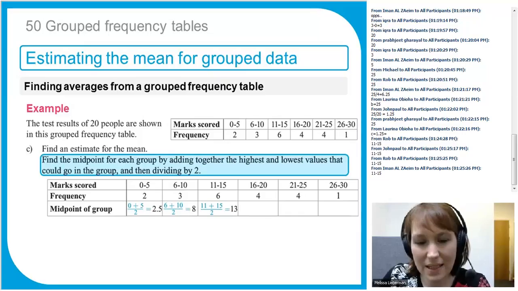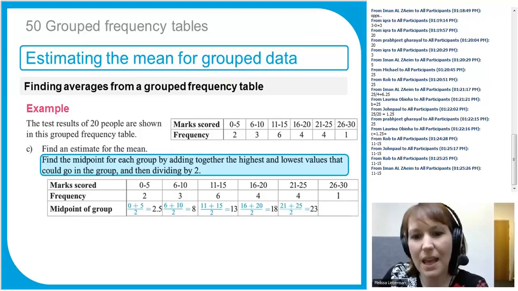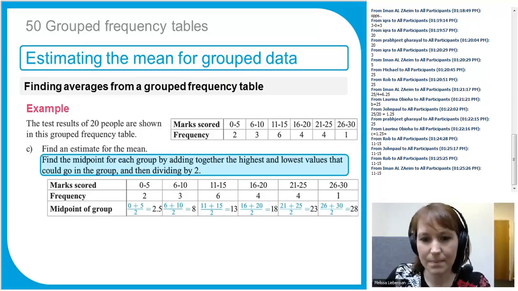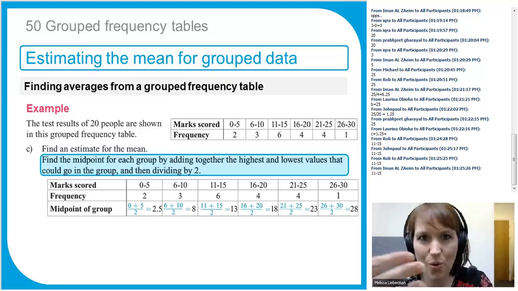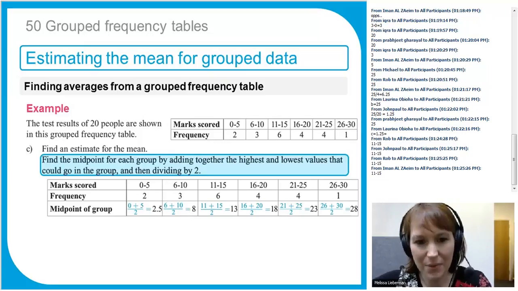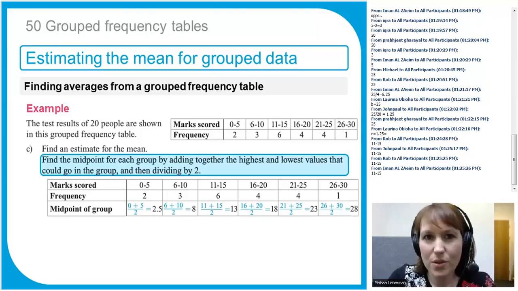Halfway between 16 and 20 is 18. Halfway between 21 and 25 is 23. And halfway between 26 and 30 is 28. So if you like, these numbers are like the average score in each of these intervals. To work out the total score for each of those people, we need to then multiply by the frequency. So 2 people got an average of 2.5. So those 2 people altogether, 2 times 2.5 is 5.